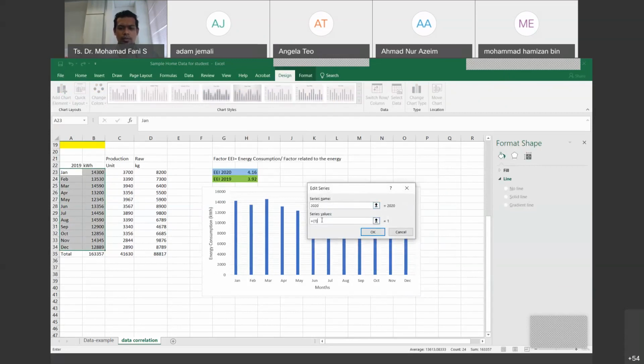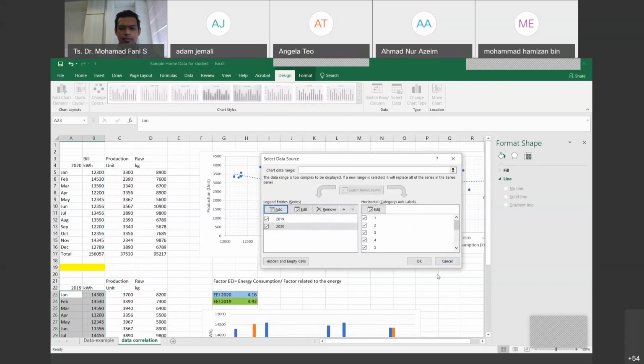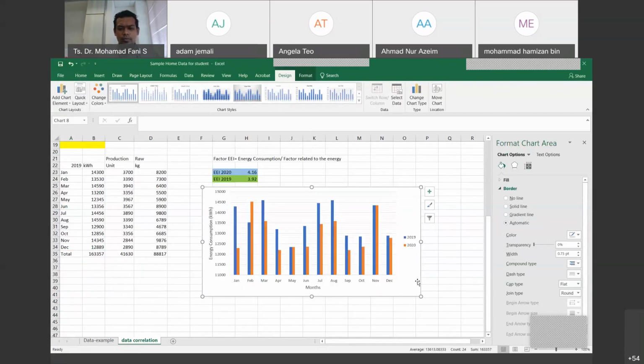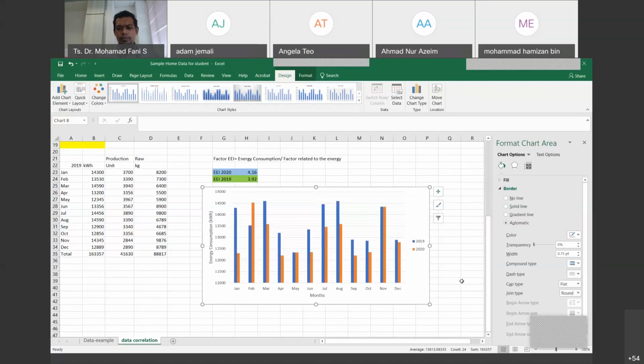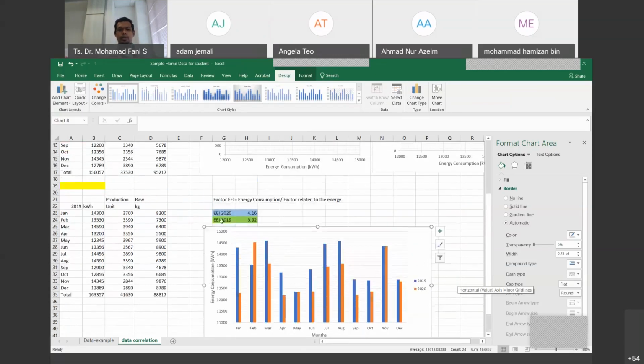2020. Okay, now you get the data here, right? And this one is the comparison between the energy consumption data from 2019 and 2020, from January to December. This one is 12-month data. And also comparisons for this one.